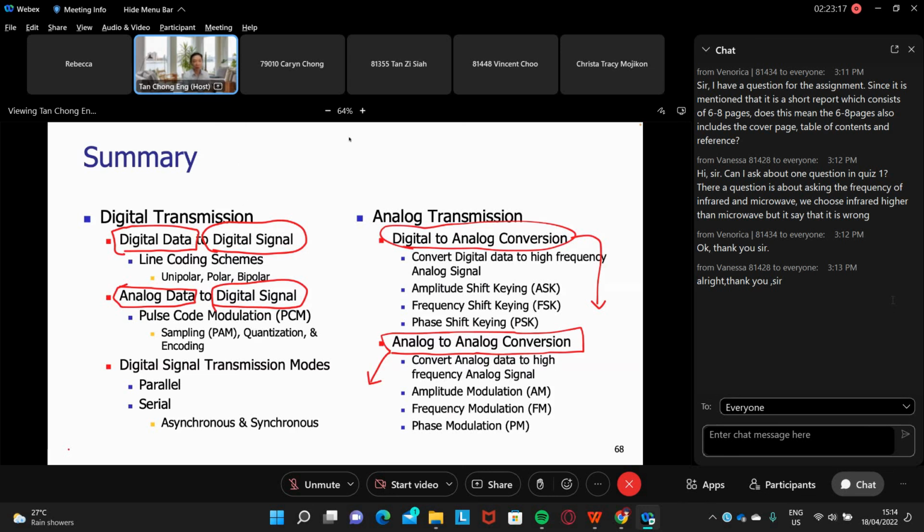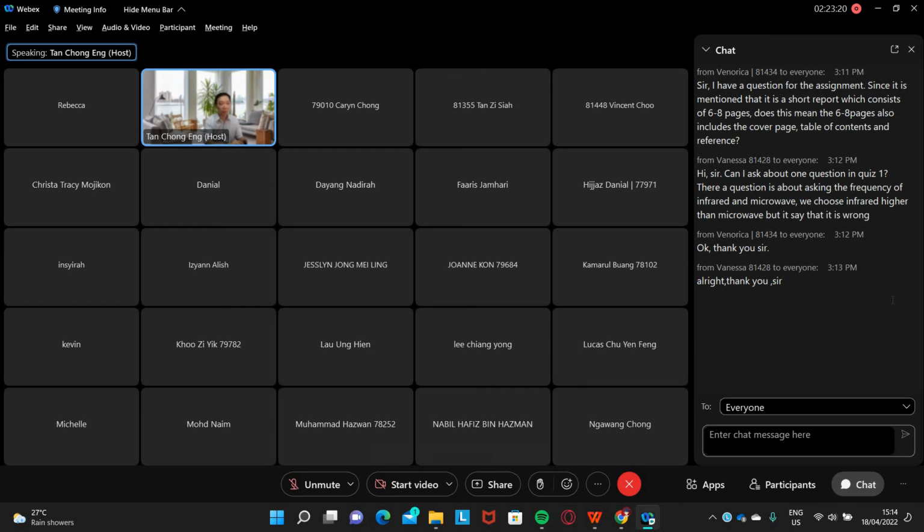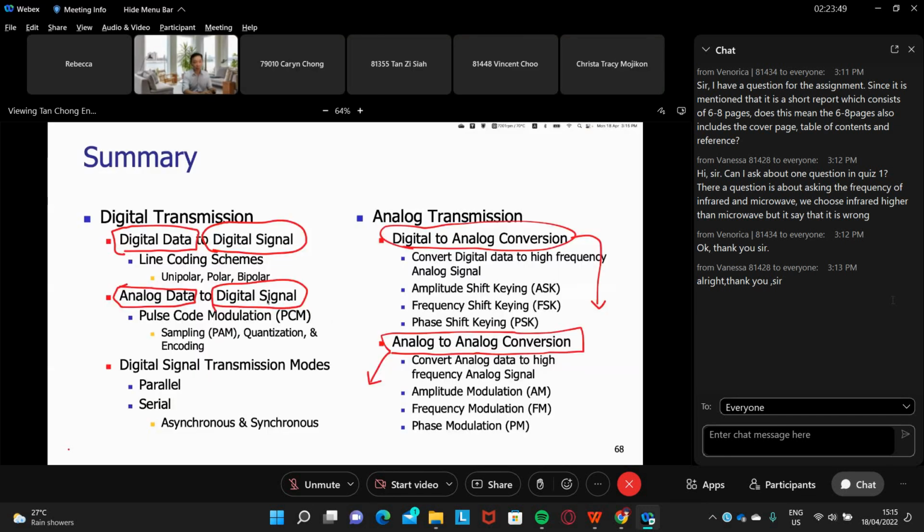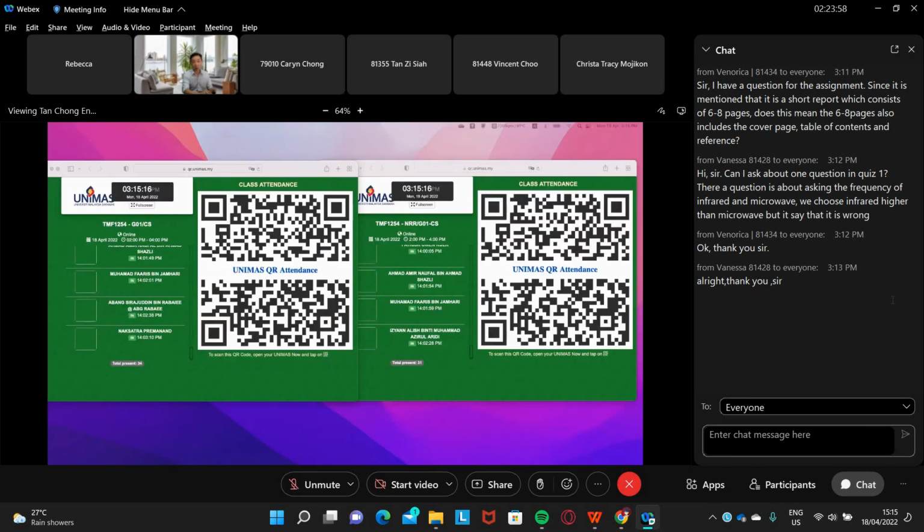I should stop sharing this one. Okay. Any other questions that you would like to highlight? If no, is anyone still not taking attendance? If there's no question, for those who have not gotten the attendance, I will share the attendance again. How do I turn this? Okay, so you can scan your attendance.